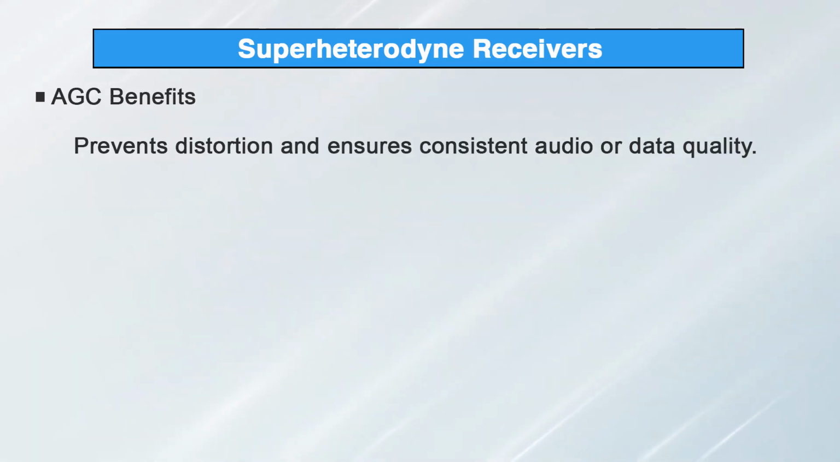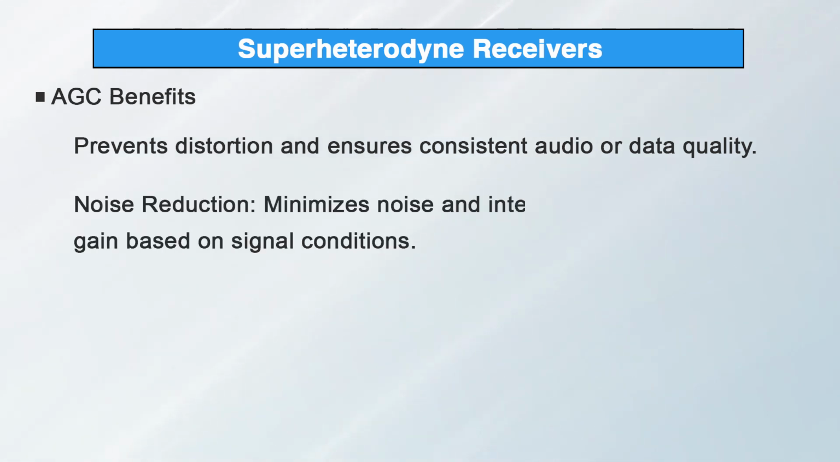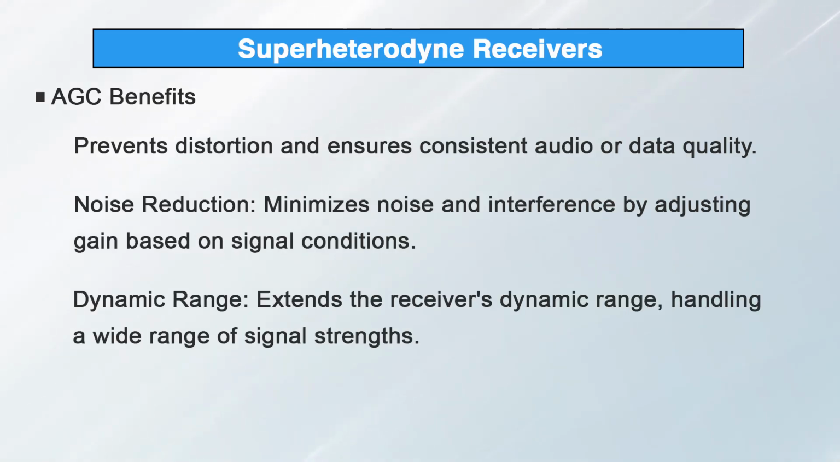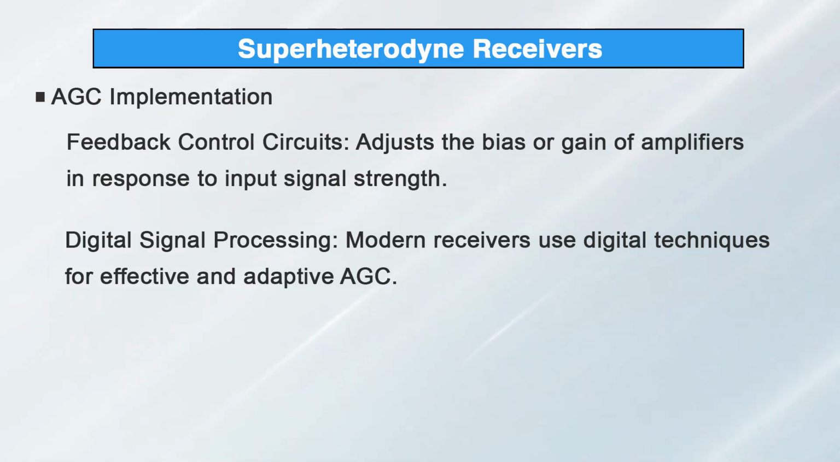Now, by stabilizing the output signal level, AGC prevents distortion and ensures consistent audio and data quality. It helps in minimizing noise and interference by reducing the gain in strong signal conditions and increasing it during weak signal conditions. AGC extends the receiver's dynamic range, allowing it to handle a wide range of signal strengths without manual adjustment. Implementation: AGC is typically implemented using a feedback control circuit that adjusts the bias or gain of the amplifier in response to the input signal strength. This is all about the different types of receivers.